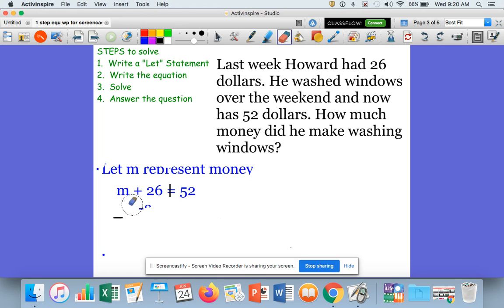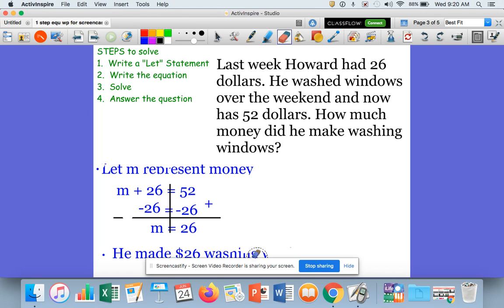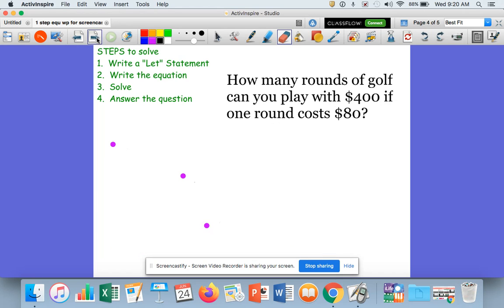Now, when we solve the equation, we're going to minus 26 from both sides, and we're going to know that M is equal to 26. Remember, on the right side of the equation, we're always adding. 52 plus negative 26 is 26. So he made $26 washing windows, and we answered that question. Let's look at the next example.